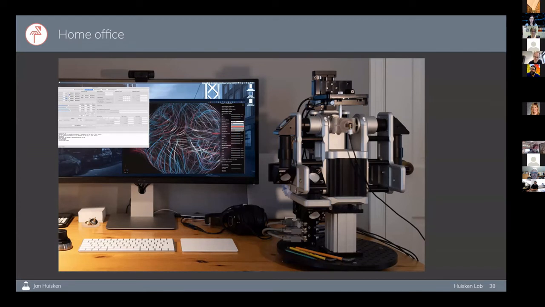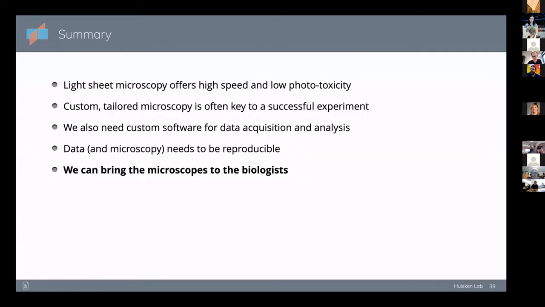So this was actually part of the software design, that the instrument itself does not come with a computer. You have to bring your own computer, and then you can control this instrument. And this can also be done remotely. So this was then the next step in the evolution, that we realized that the microscopes are portable and we can bring them to the biologists.